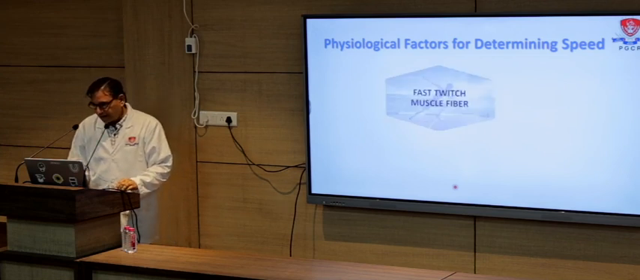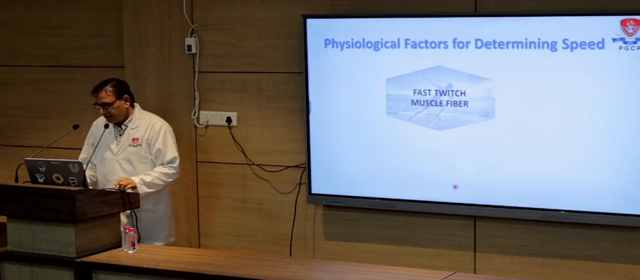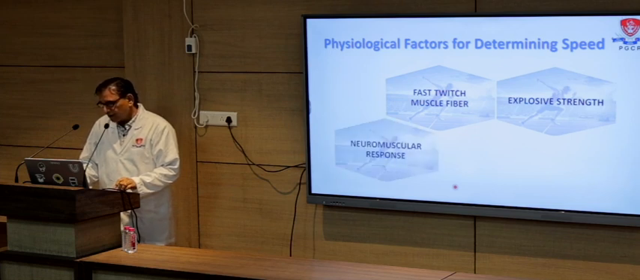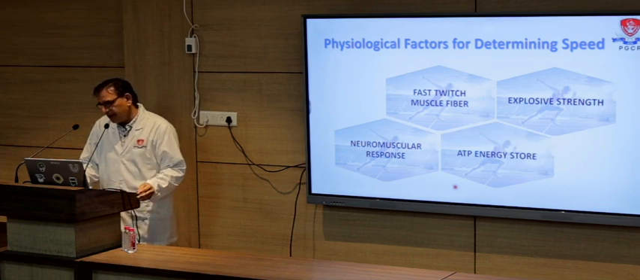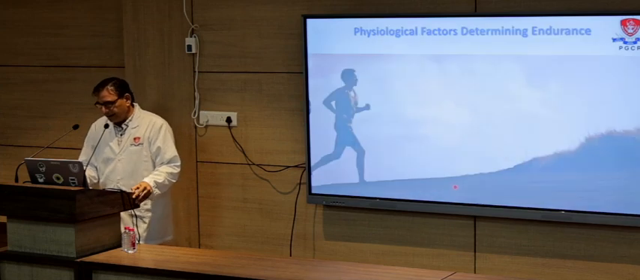Fast twitch muscle fibers: the greater the percentage of fast twitch fibers, the faster the speed. Explosive strength: more explosive strength leads to more speed. Neuromuscular response: a higher and faster neuromuscular response gives stronger muscular contraction, which increases speed. ATP energy store: more ATP store means faster energy release, which helps to improve speed.